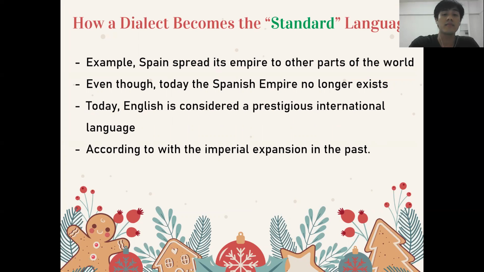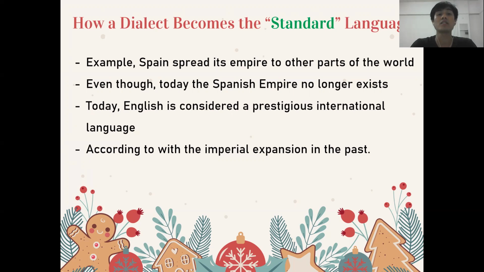Then how does a dialect become the standard language? For example, the Spanish language spread its empire to other parts of the world in the past, and Spanish replaced several local languages and continued to evolve. It's all about an army and a navy assuming power. So it's about the power of the empire that spread to other areas.